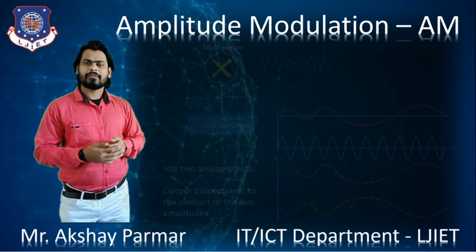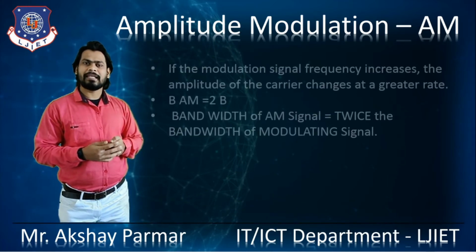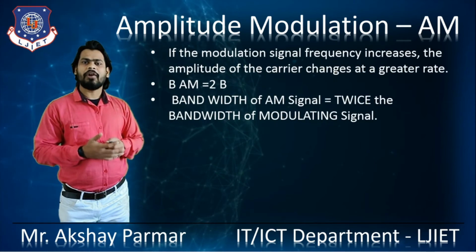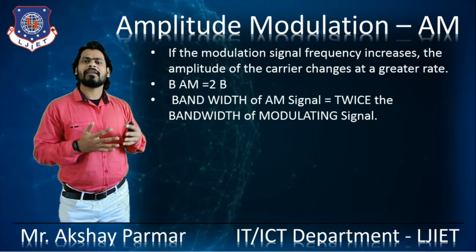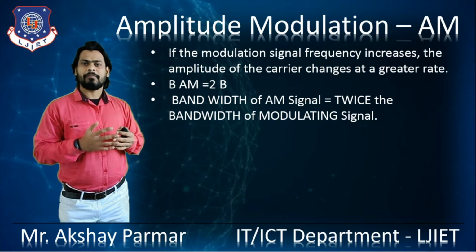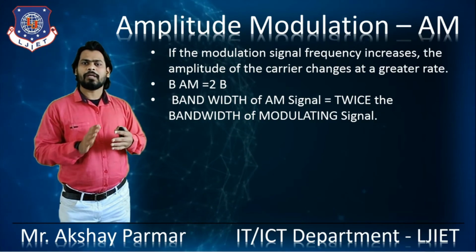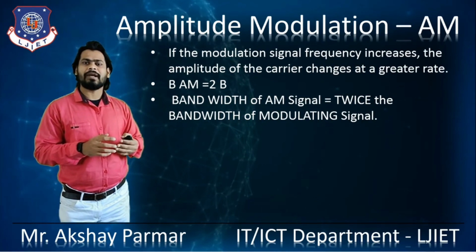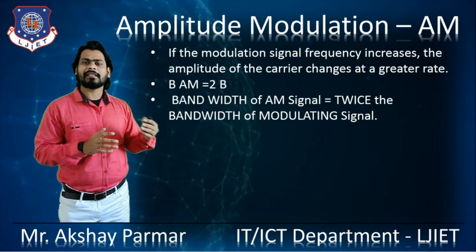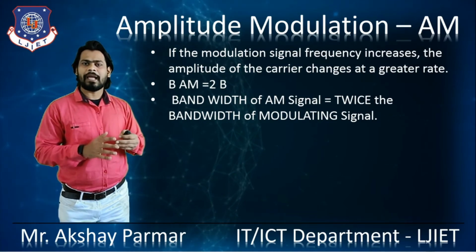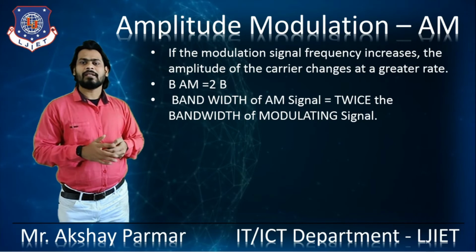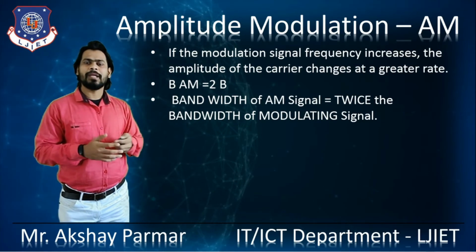If the modulating signal's frequency is increased, the amplitude of the carrier changes greater. The bandwidth of the amplitude modulated signal is twice the bandwidth of the modulating signal. So BAM is equal to 2B.